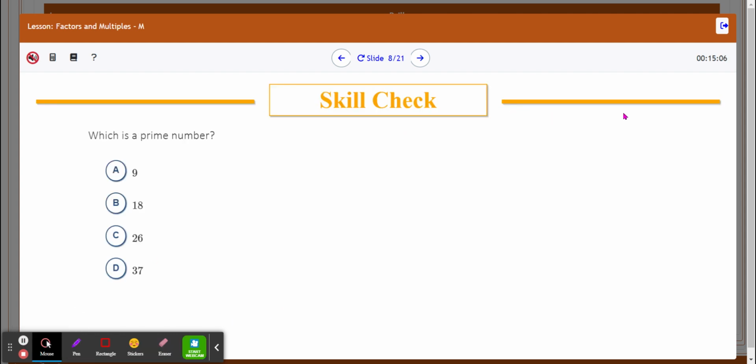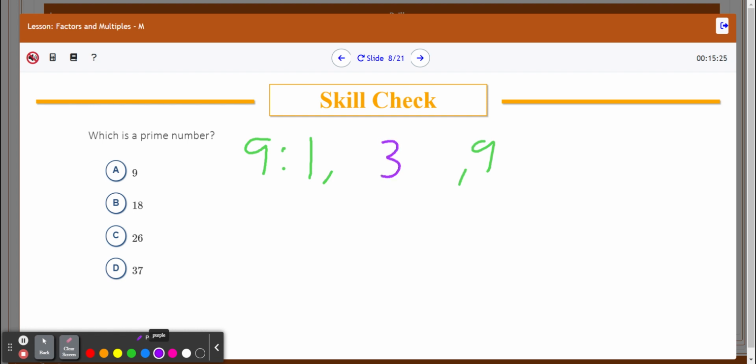Let's look at examples. So here it's asking which number is a prime number. Now remember, a prime number can only have 1 and itself as a factor. So let's look at A. Well, let's look at the factors of A. Well, again, 1 times 9. 1 and itself will always be a factor. But guess what? 3 times 3 also equals 9. So 9 has 3 factors. That is not a prime number.